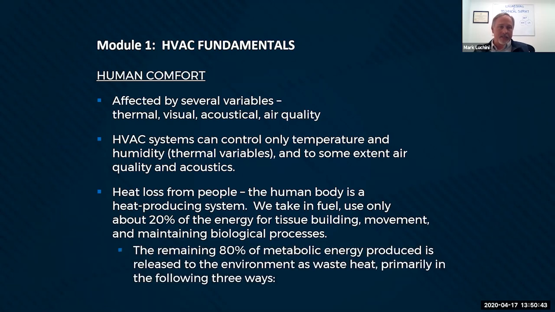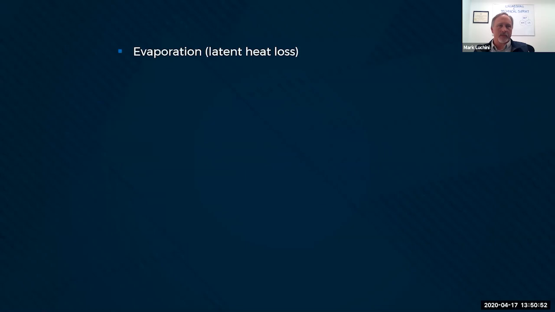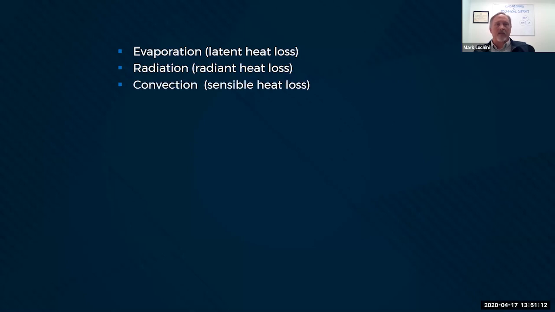It's waste heat, basically. And there's three primary ways that we convey that waste heat to the environment. Evaporation, which again is latent heat loss. Radiation, so we're actually radiating to all the surfaces around us, especially, well, as long as they're cooler than we are. Otherwise, they're radiating to us, and it's radiant heat gain. And convection, which is sensible heat loss.